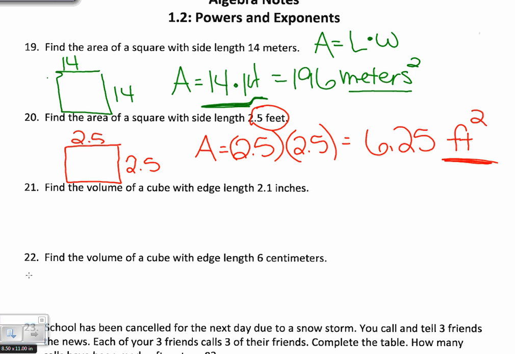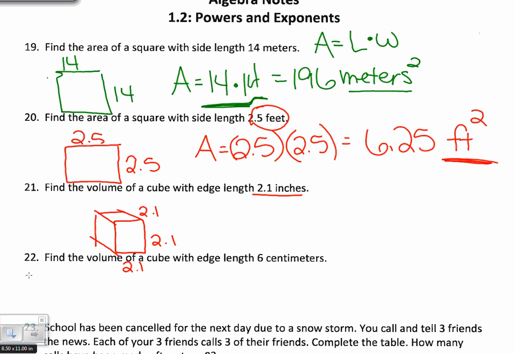Okay, let's do a volume. Alright, so volume of a cube. Here's my picture of a cube. Not very pretty, but it'll work. Okay. So what do I know about a cube? In a cube, all sides are the same. So in my problem it says 2.1 inches. So every side is 2.1 inches. Okay, so length is 2.1, the height is 2.1, the width is 2.1.